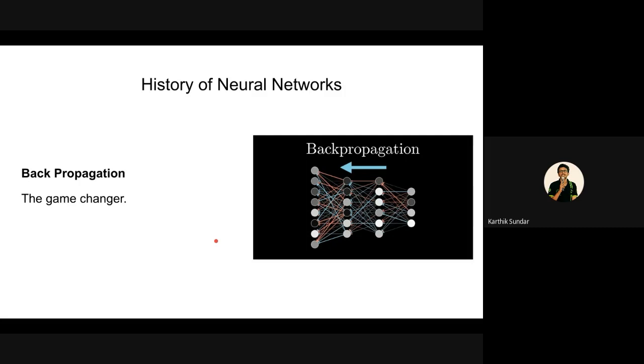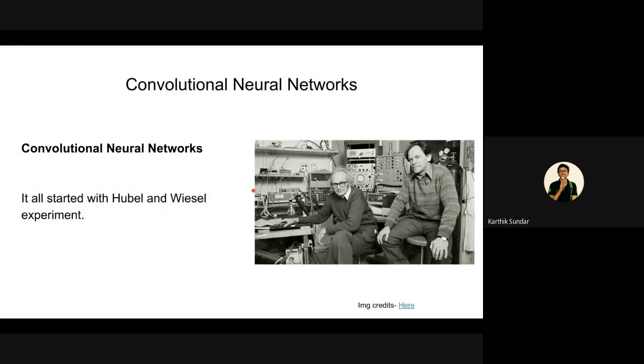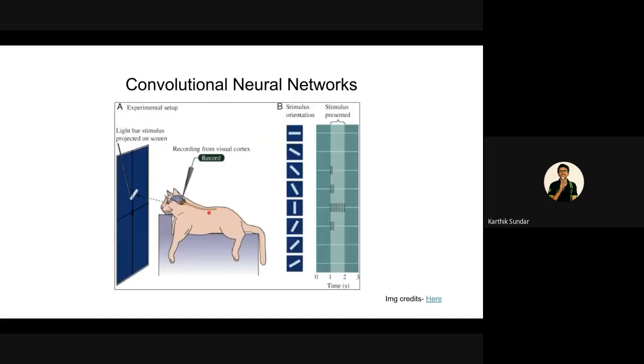So all the new craze you're hearing about neural networks and deep learning all started from this unsupervised pre-training. We won't really touch upon this, but let's go on. Later there was something called convolutional neural networks, which is particularly for images, and this was all possible because of the gentlemen named Hubel and Wiesel. They were actually biologists, and they had some cat experimentation.